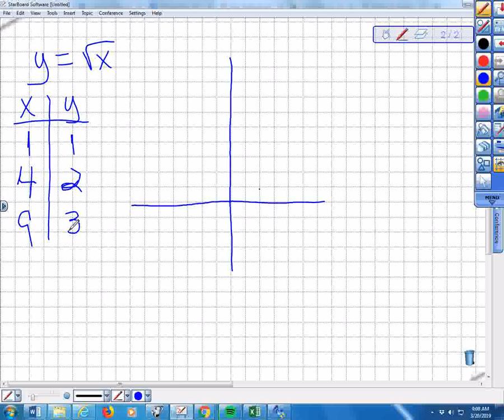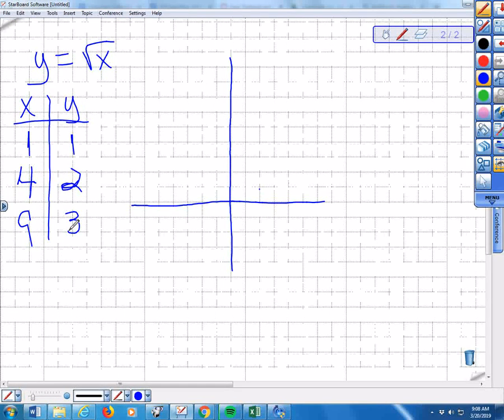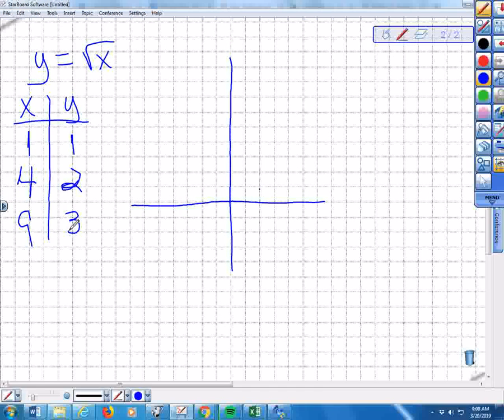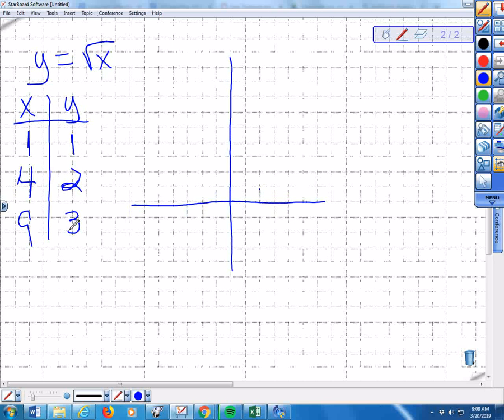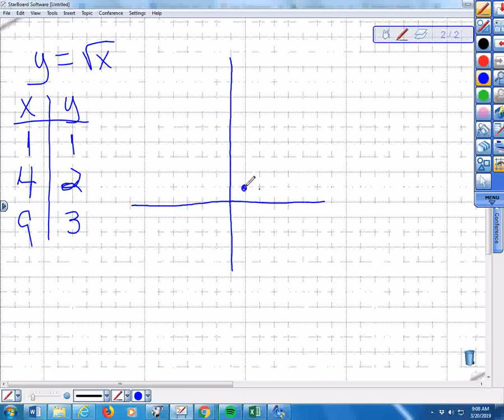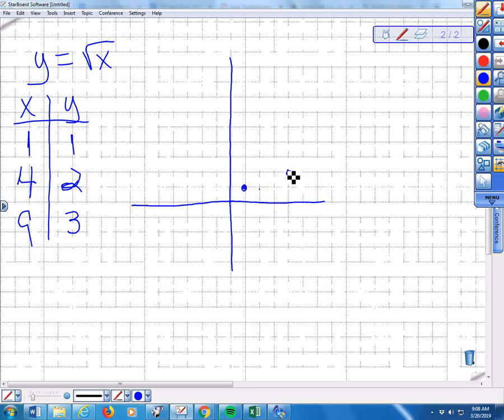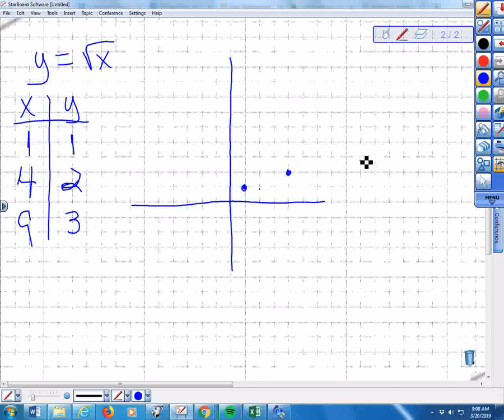Okay, can x be a negative? No, it can't, because it's under the radical and it's imaginary at that point. So this is enough points for me to just approximate what this graph is going to look like. So 1, 1, 4, 2, and 9, 3.